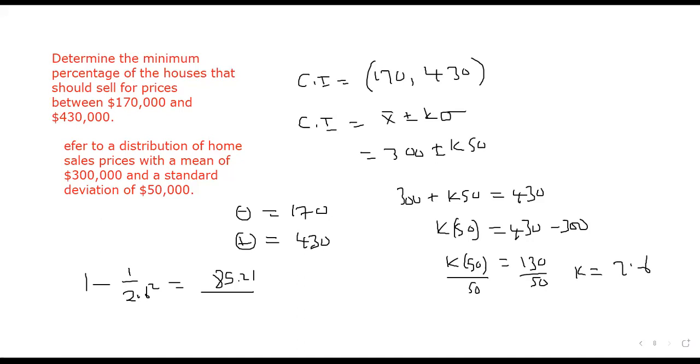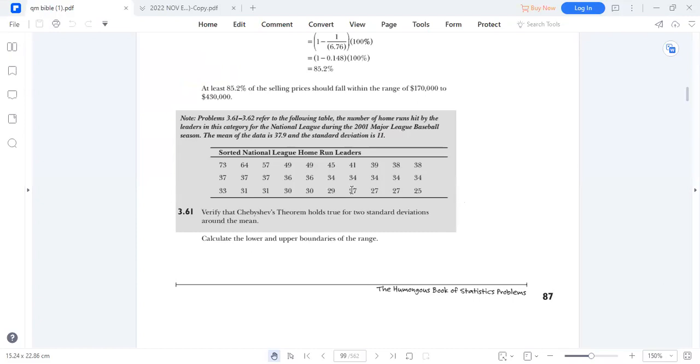Now, sometimes you'll come across tables. They say refer to the table below, where we're told that the following table looks at the number of home runs hit by leaders in their category of the National League in 2001. So verify that Chebychev is true for 2 standard deviations around the mean. Let's first understand this question. It was carrying 5 marks.